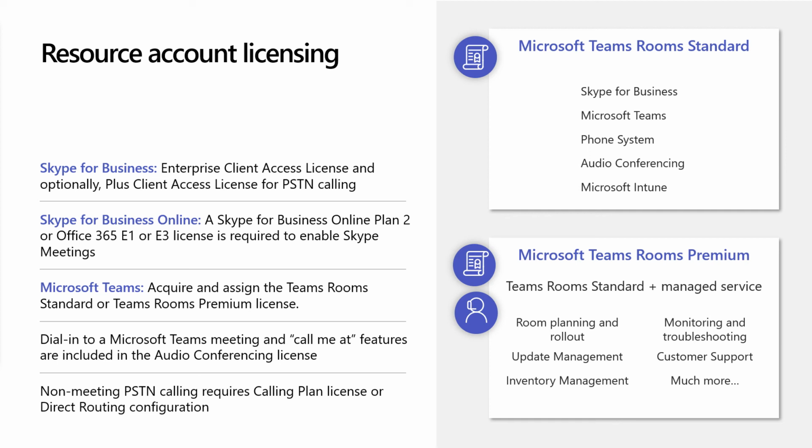For Teams Rooms connected to Microsoft Teams, if you'd like to make and receive any phone call outside of an audio conference, you'll either need to assign a calling plan license or configure direct routing. If you're configuring direct routing, no additional licenses are needed as the phone system license is already included with a Teams Room standard or premium license.